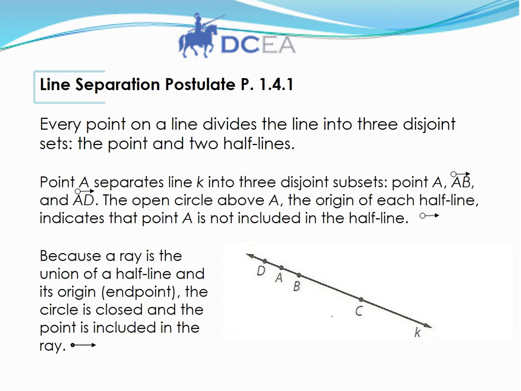The line separation postulate, postulate 1.4: every point on a line divides the object into 3 disjoint sets. Those sets are the 2 half lines and a point. Looking at the line, point A separates line K into 3 disjoint subsets: point A, or the point itself, half line AB, and half line AD. The open circle above A, the origin of each half line, indicates that point A is not included in the half line.